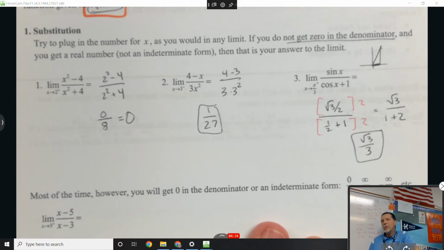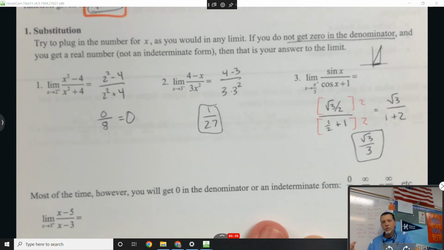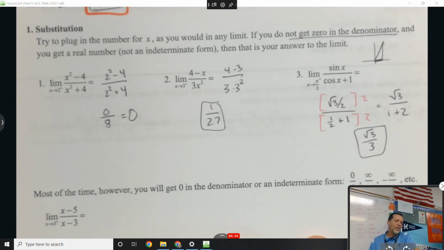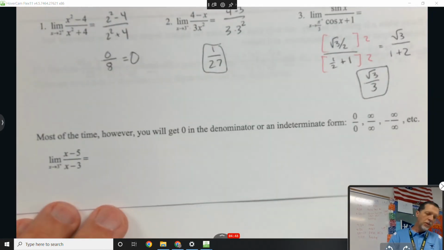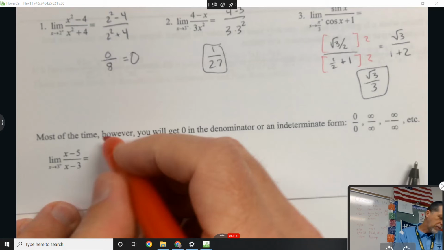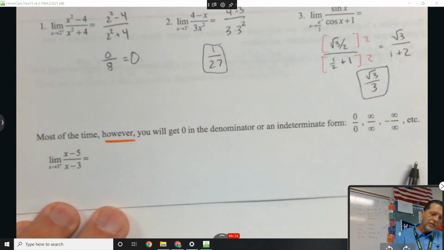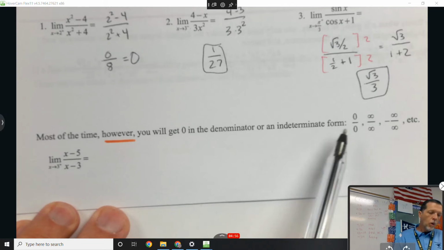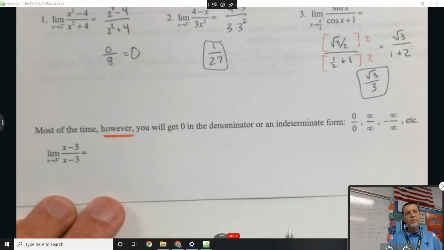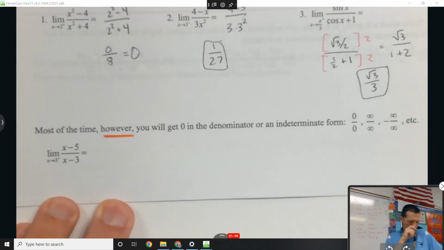So as always, try substitution first, even if it's a left or right limit. Basically, ignore the left-right thing. Try substitution. If it works, great. The next line on the notes, though: most of the time, however, meaning change is coming, you will get a 0 in the denominator or an indeterminate form, so you've got to do something.